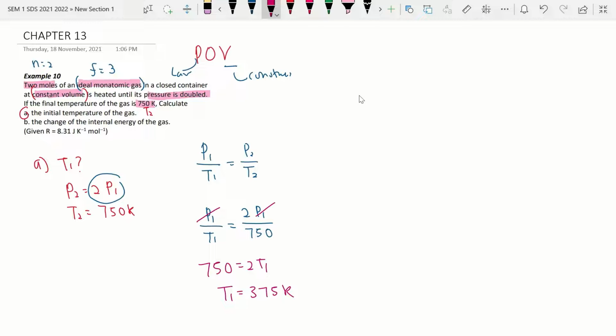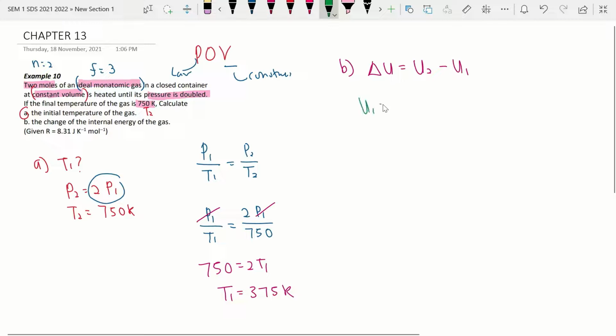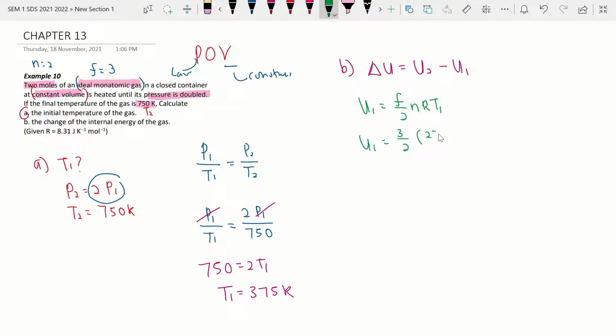Okay, now the next question asks us to look for the change of the internal energy. So it means final internal energy minus initial internal energy. So how are we going to solve this question? We need to look for the initial internal energy using the formula f over 2 nRT1. We know the degree of freedom of a monoatomic gas is 3. So 3 over 2, the number of moles is 2, R is 8.31 and temperature 1 is 375.